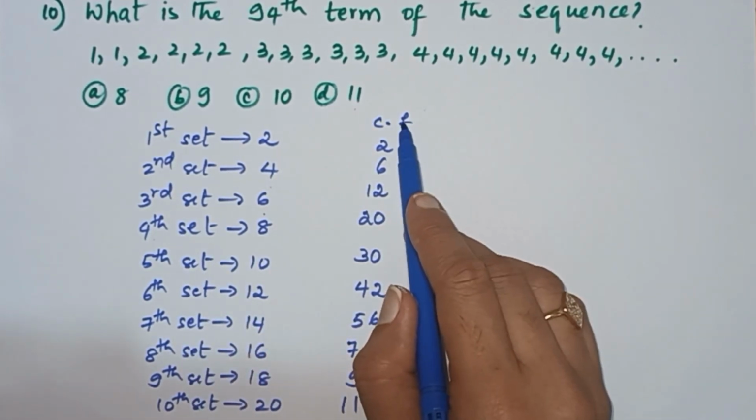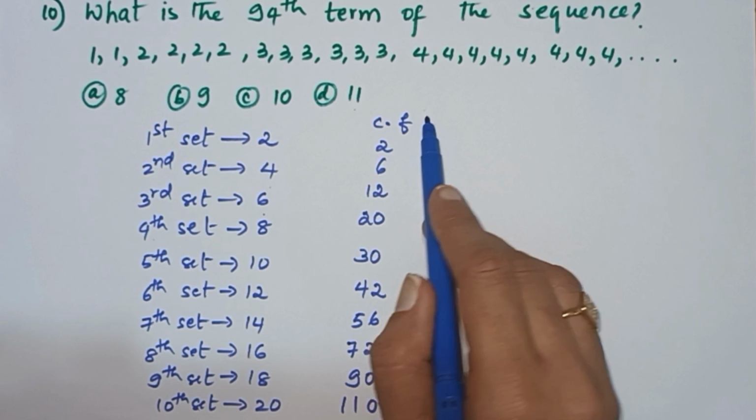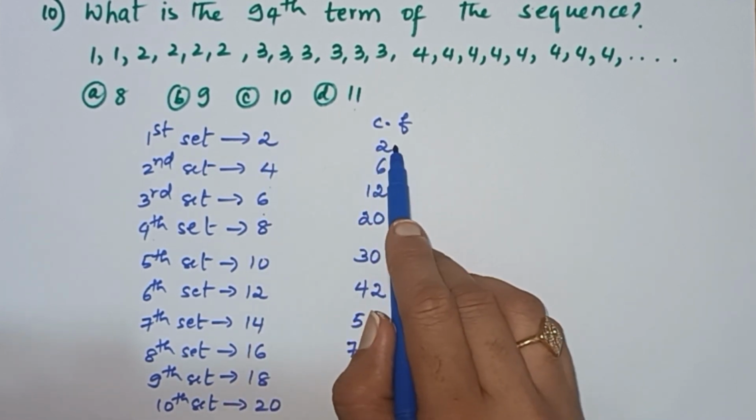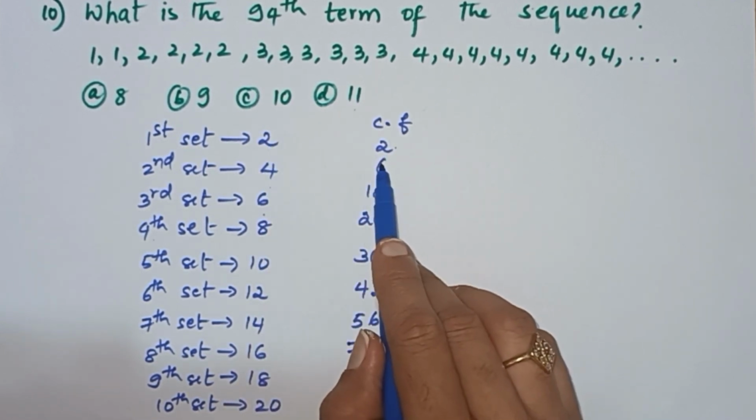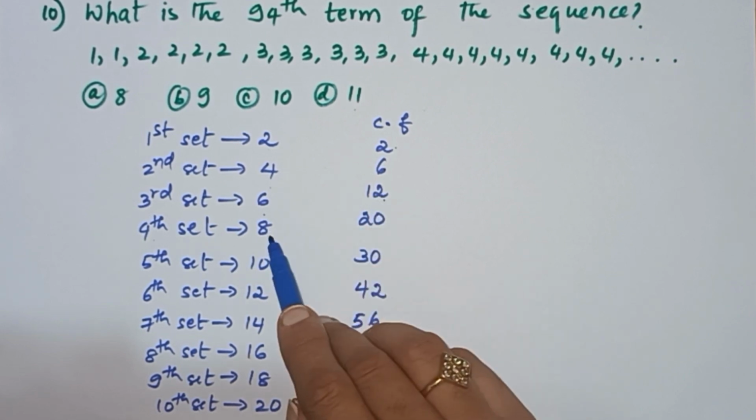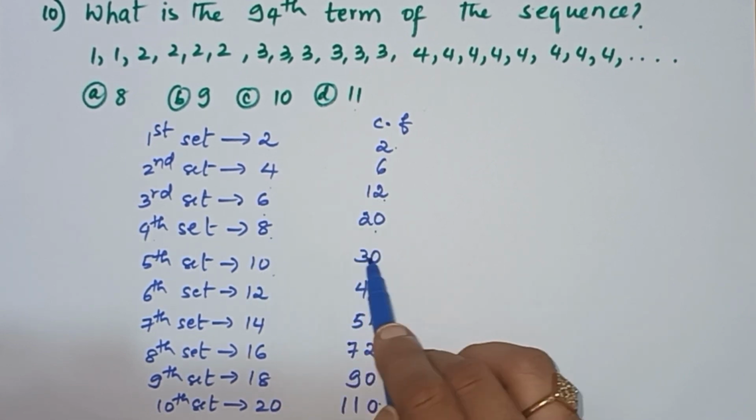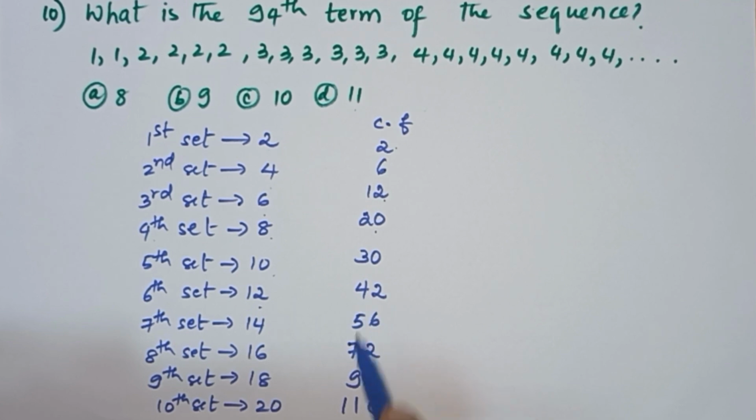Now let me find out the cumulative frequency of these numbers. So first number is 2, 2 plus 4 is 6, then 6 plus 6, 12, 12 plus 8, 20, 20 plus 10, 30, 30 plus 12, 42, and so on. This is how we find the cumulative frequency.